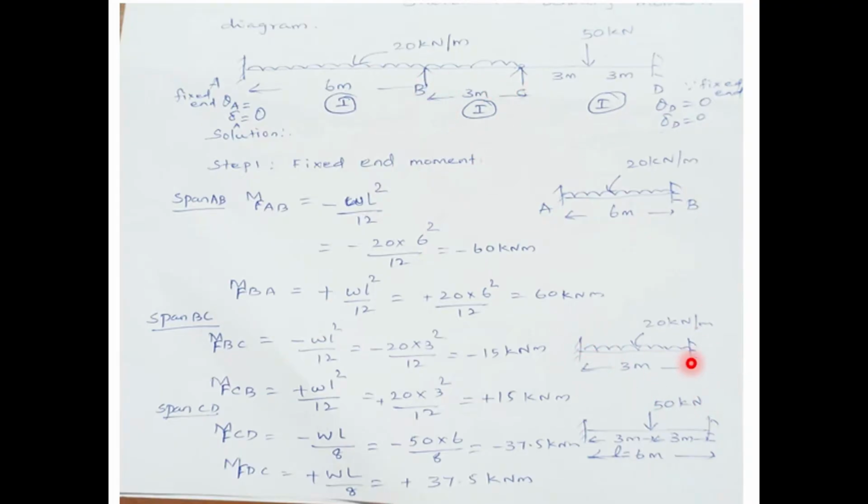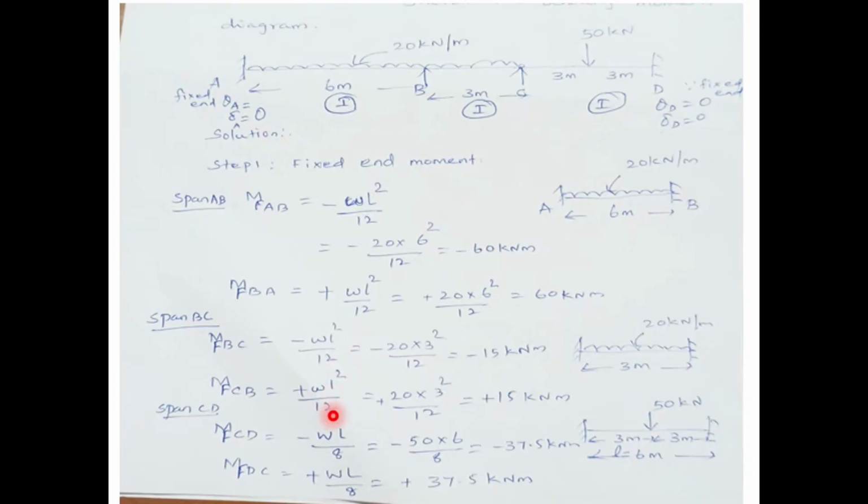3 meter. The load is UDL, which is 20 kilonewton per meter. Okay, same type of load, but the length is different. So M of BC is, left end, minus WL square by 12, right end M of CB is equal to plus WL square by 12.